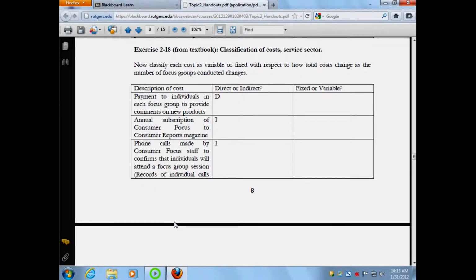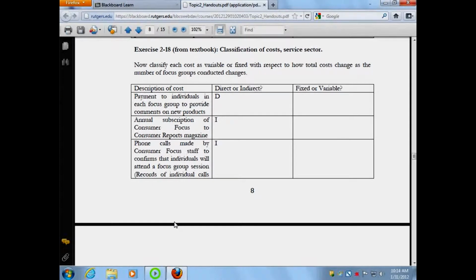Is it fixed or variable? Variable, because the cost is incurred per group at $400. So the more groups you do, the larger your total cost is. If you do 10 groups, your cost for participants is 4,000. If you do 20 groups, your cost is 8,000, and so on. It's a classic variable cost.